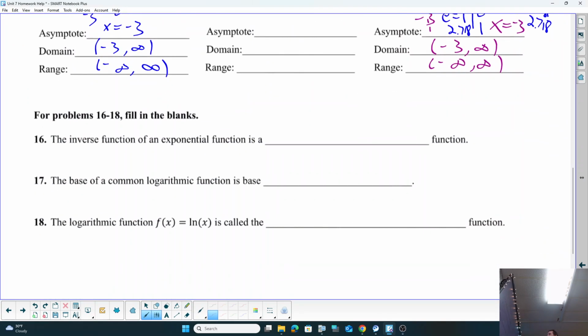So the inverse function of exponential, what's the inverse? Pause me, try it on your own. What's the inverse function of an exponential function?